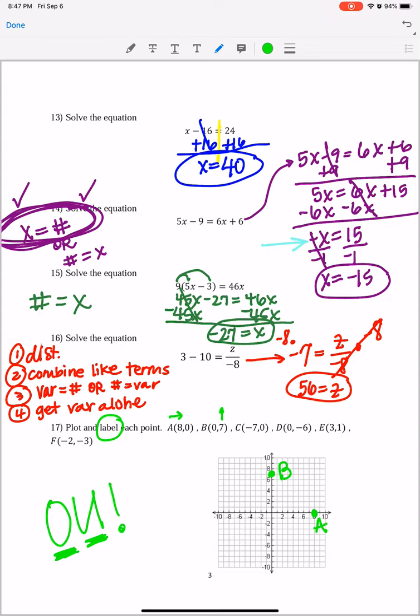C, I'm going over before up or down, so negative 7 means to the right, or sorry, to the left 7, since it's negative, 0 up or down. So from the origin, 1, 2, 3, 4, 5, 6, 7.